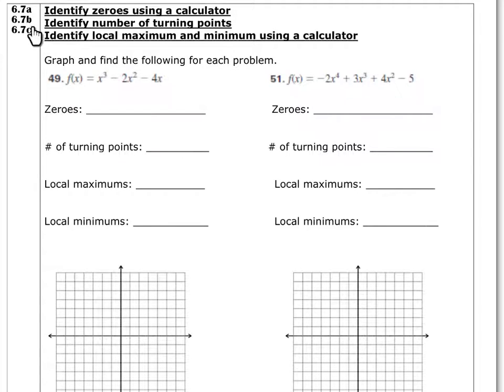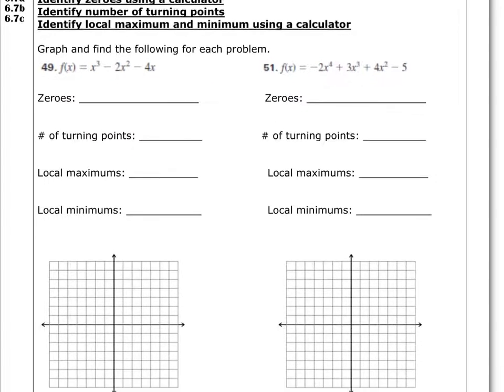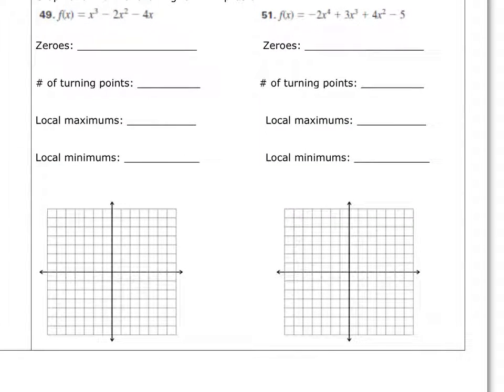7.6 A, B, and C. One is to identify zeros using a calculator, identify the number of turning points, and identify the local max and mins using a calculator. So we have two problems here. These both are polynomials. This is a polynomial of degree 3. This is a polynomial of degree 4, and they're both in standard format.